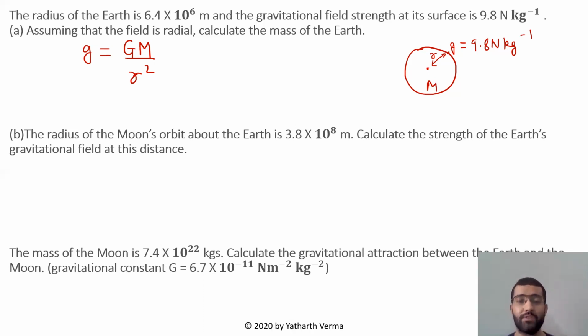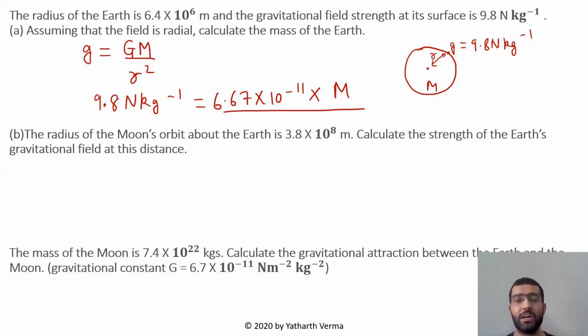So that gives us 9.8 newtons per kg is equal to the value of G, which is 6.67 × 10^-11, times the mass M upon the radius squared, right? The radius of the earth is given to us in meters, which is the standard unit, 6.4 × 10^6, whole squared.